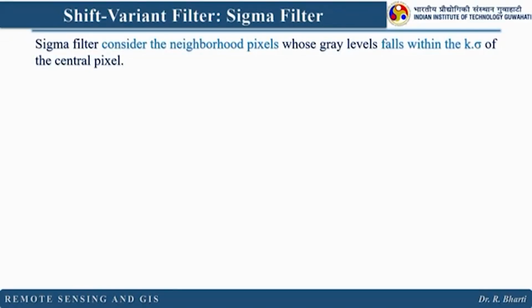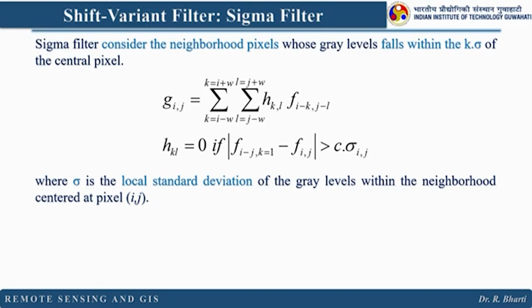Sigma filters consider the neighborhood pixels whose gray level falls within k sigma of the central pixel. Here k may be 1, 2 or 3, and depending upon that, those gray levels or DN values which are similar or coming within that range will be considered in averaging, right. This is the detail of this sigma. Basically it is the local standard deviation of the gray levels within the neighborhood centered at pixel ij, right.